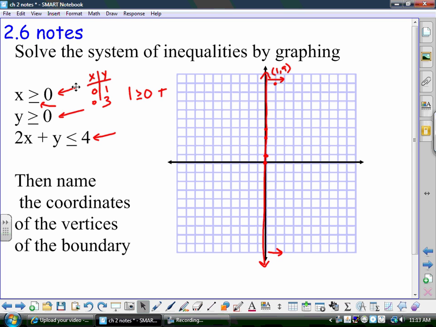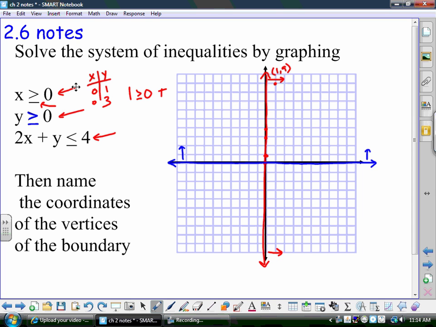The second line is a y equals line. That's going to be a horizontal line right at 0. It's a solid line again because it does say or equal to. And we're going to shade numbers that are greater than or equal to 0, so those numbers will be above this line. So far, the shading for this graph is overlapping in the first quadrant. We're shading things that are to the right of the red line and above the blue line.